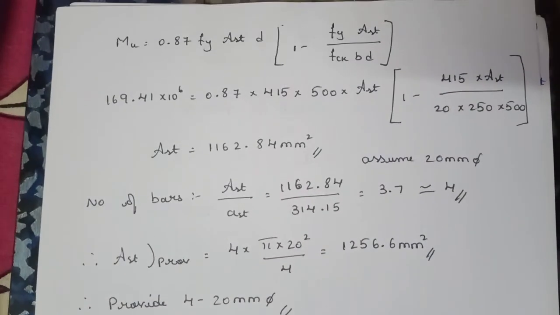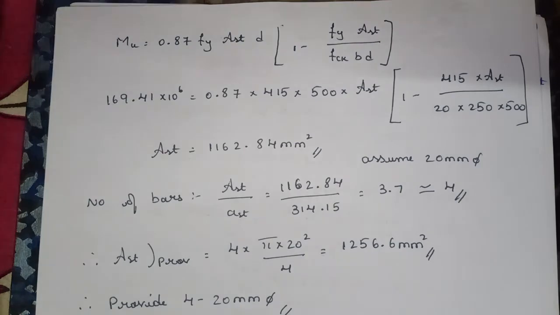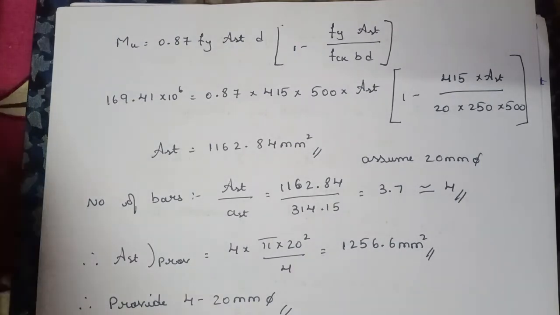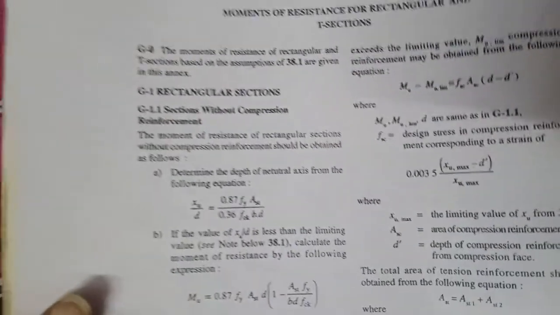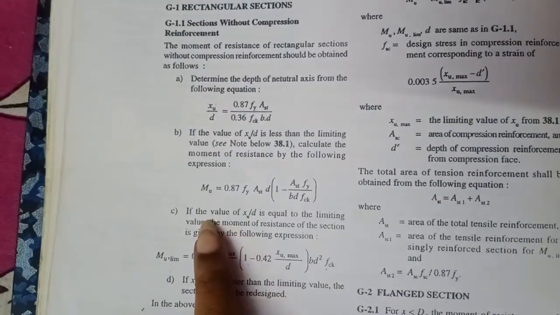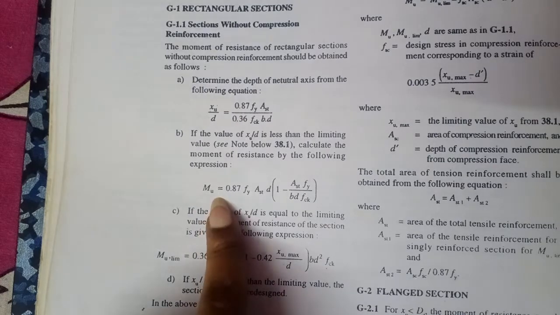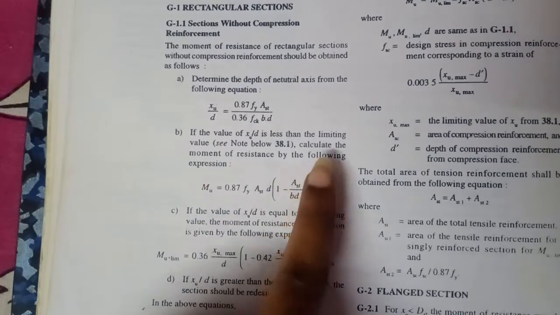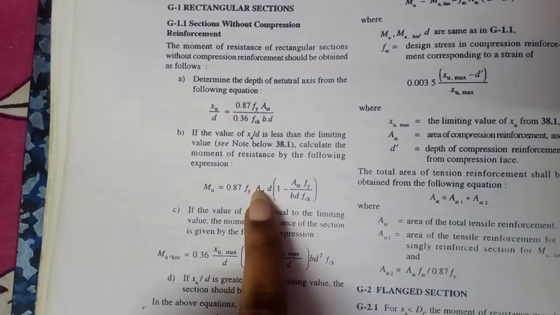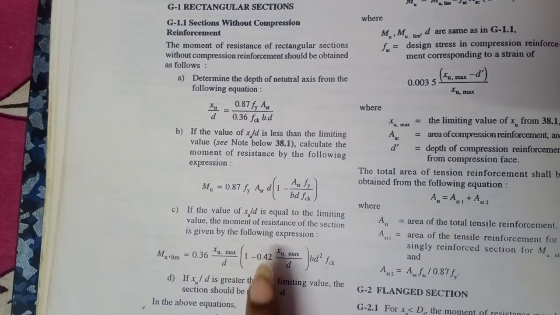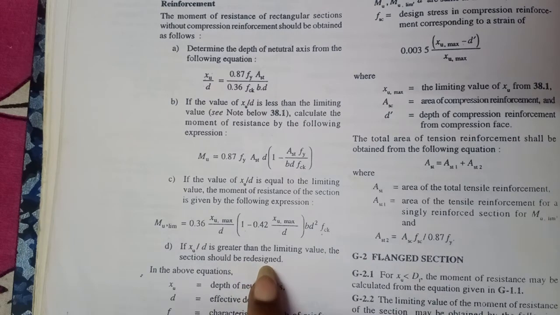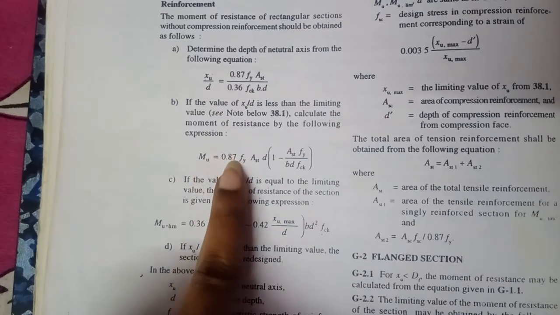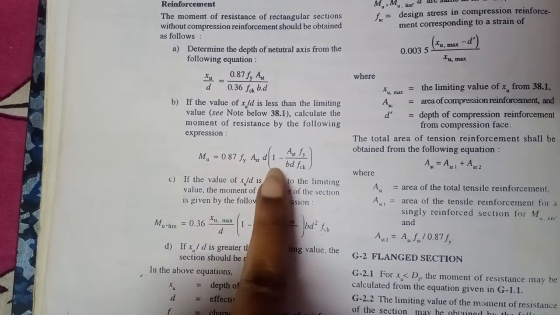As we are dealing with the under reinforced section, we can use this equation. This equation you will get in the code book on page number 96. Here you have it in Annex G. If you are working with the under reinforced section, you need to use this. For the balance section, you need to use this. If it is an over reinforced section, you need to redesign the section. So under reinforced section we are designing, so we will use this equation.